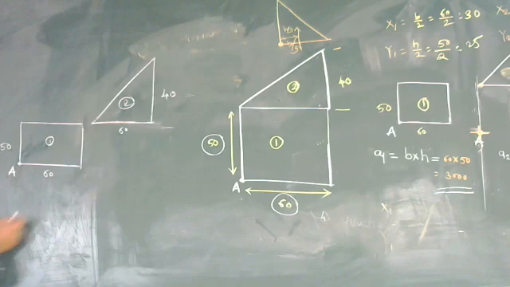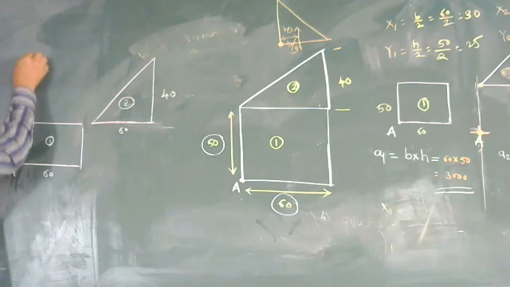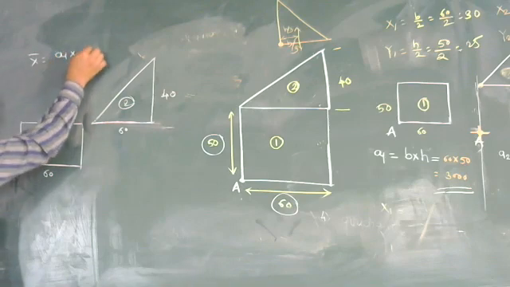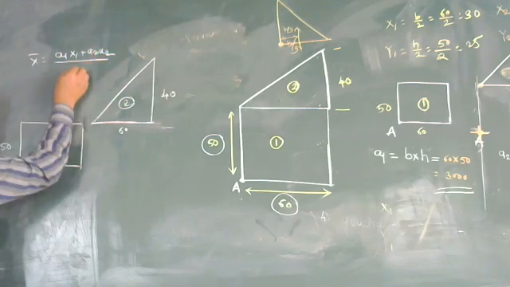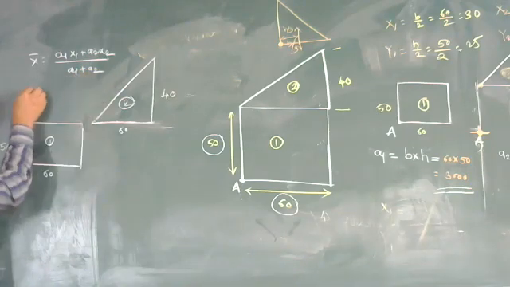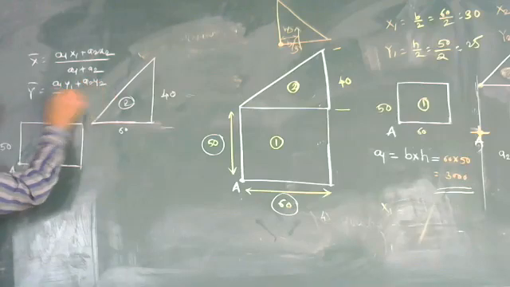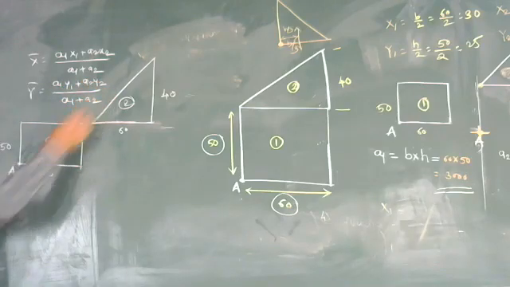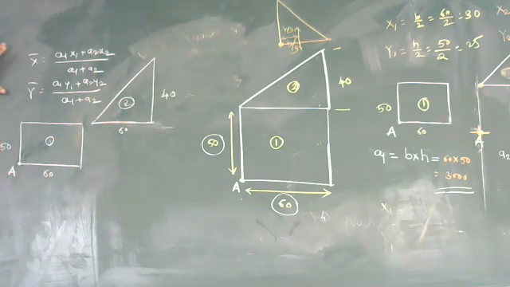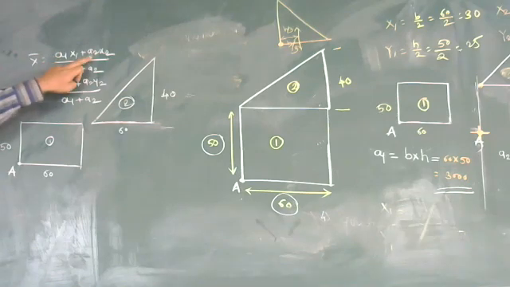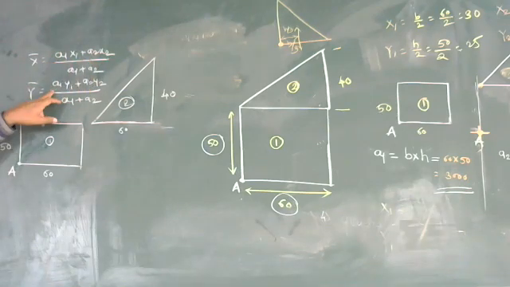So what I will do here? Already we know the formula: x bar is equal to a1 x1 plus a2 x2 divided by a1 plus a2, and y bar is equal to a1 y1 plus a2 y2 divided by a1 plus a2. So this is the standard formula to find out the centroid of a composite structure. इसमें से अननोन बातें कौन सी है? A1, A2, X1, X2, Y1, Y2.